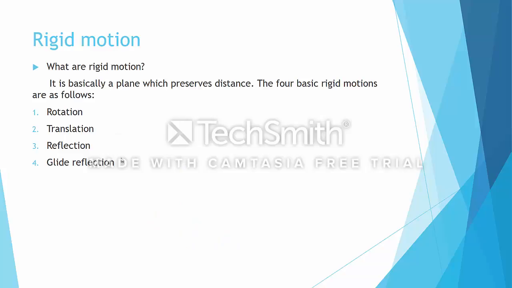Rigid motion. What is rigid motion? Rigid motion is any transformation, such as a translation or rotation of a set, such that the distance between points is preserved. There are 4 types of rigid motions. They are translation, reflection, rotation, and glide reflection.